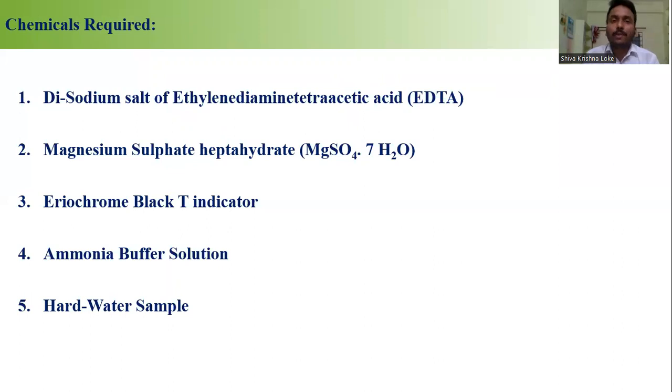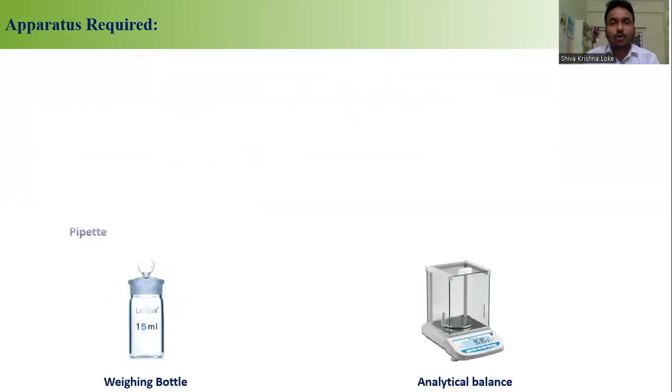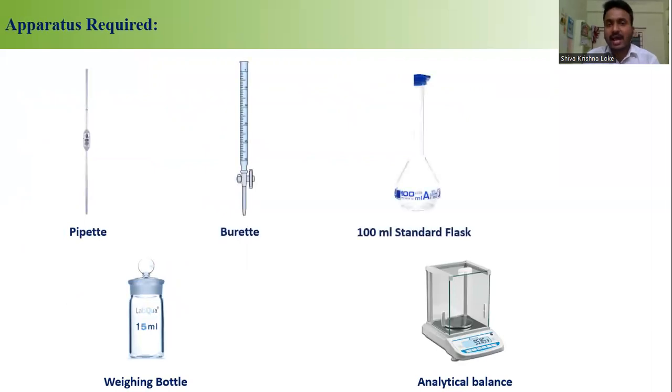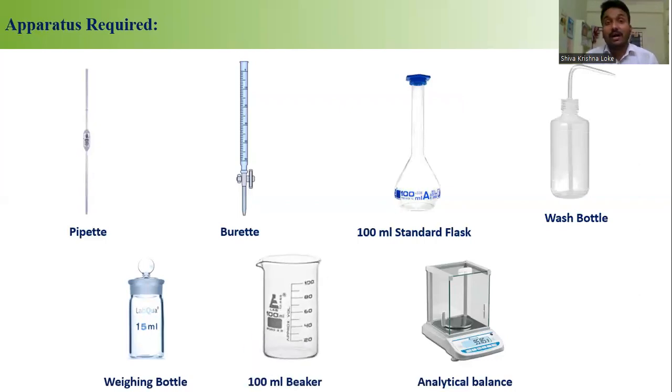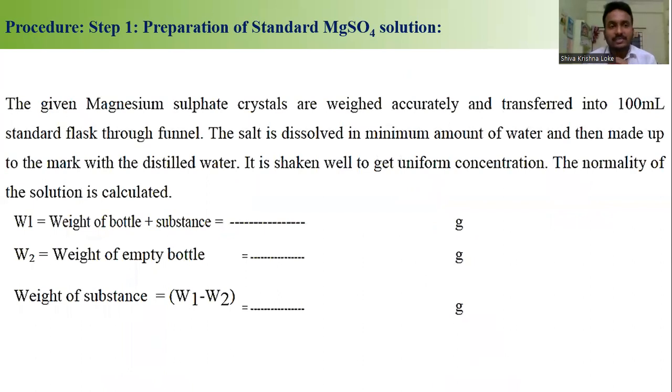Let us see the apparatus required for this titration. The apparatus required is pipette, burette, 100 ml standard flask, wash bottle, weighing bottle, 100 ml beaker, and very important, analytical balance. So students, let us see the procedure. This procedure involves 3 steps. What is the first step, students? The first step is the preparation of standard MgSO4 solution.